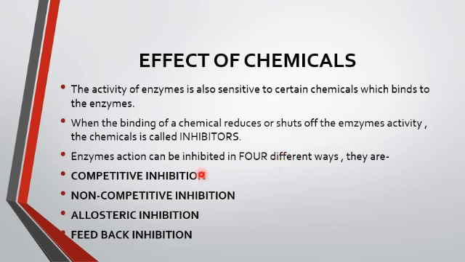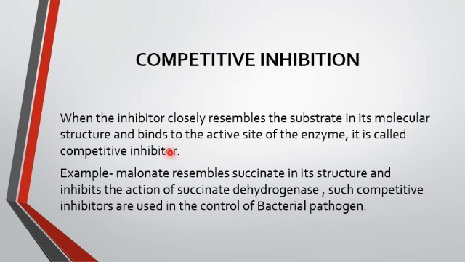Number 1 is competitive inhibition. Number 2 is non-competitive inhibition. Number 3 is allosteric and feedback inhibition. First, we are taking the competitive. As the name indicates, it means the competition between the inhibitor and the substrate.